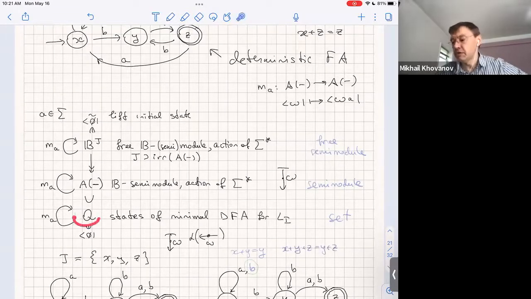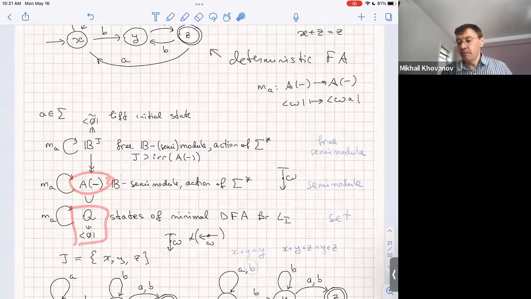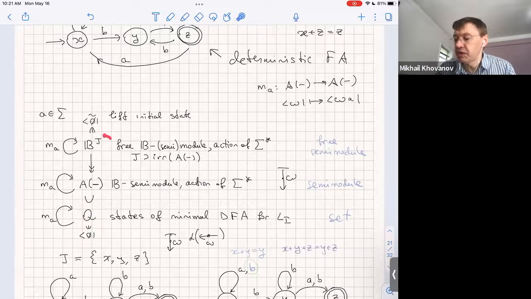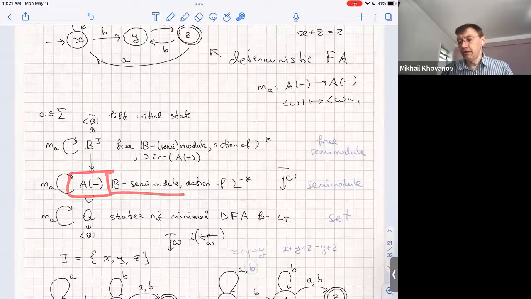So you say that the state Q is accepting if the trace map on it is 1. And if the trace map is 0, it's not accepting. In this way, out of A minus, you recover the minimal deterministic automaton, the automaton for the language L. You can also recover something called non-deterministic automata by taking a surjection onto A minus from a free semi-module. And again, A minus is a finite B-module if and only if the language is regular.